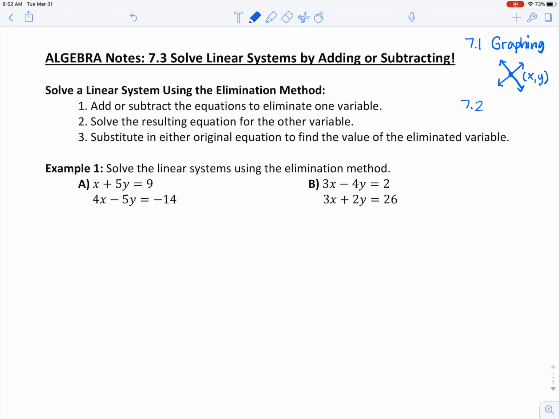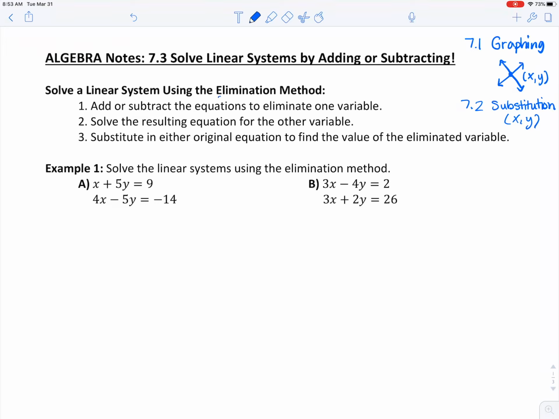In 7.2, we learned how to solve systems by using what's called the substitution method. All right, and that was when we would solve for x or y and plug it in for the other equation and then solve from there. Again, our answer would be a coordinate point.